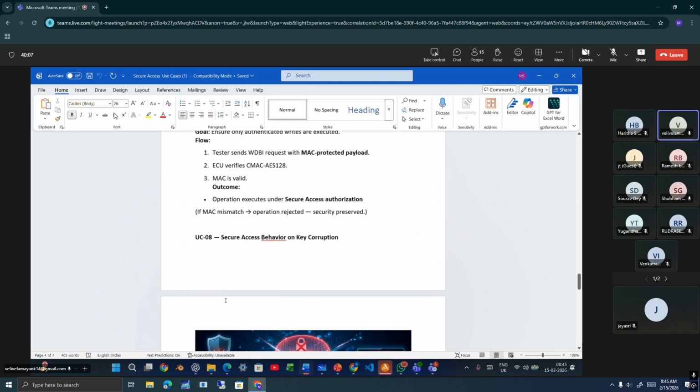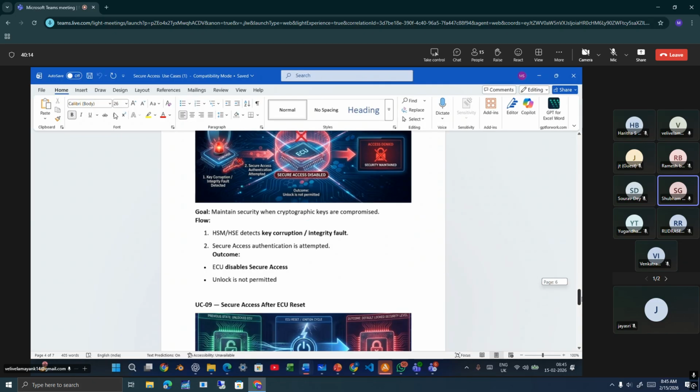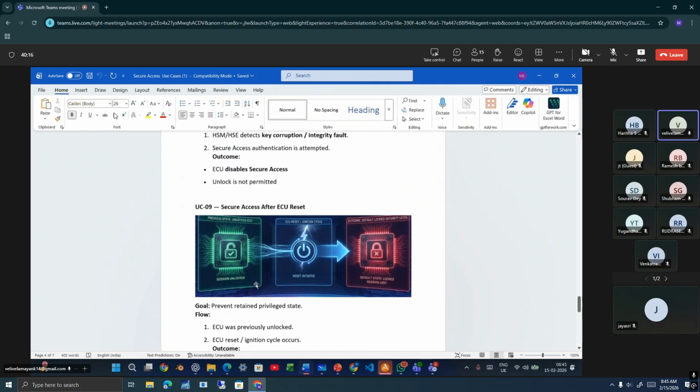Okay, secure access behavior and key corruption. If your key itself is corrupted, then you never get the access, right? Yeah, this is another use case I told already. Secure access after ECU reset: always you will go to the locked state only.